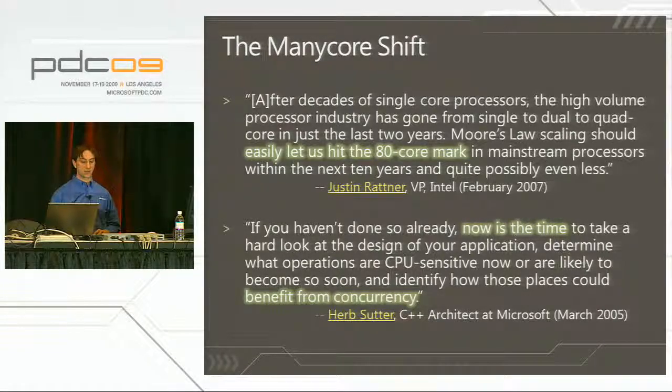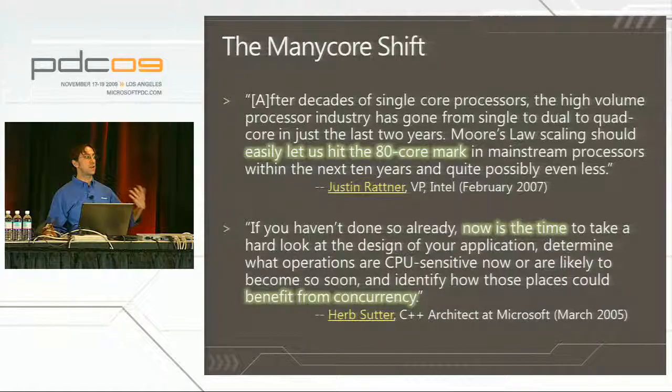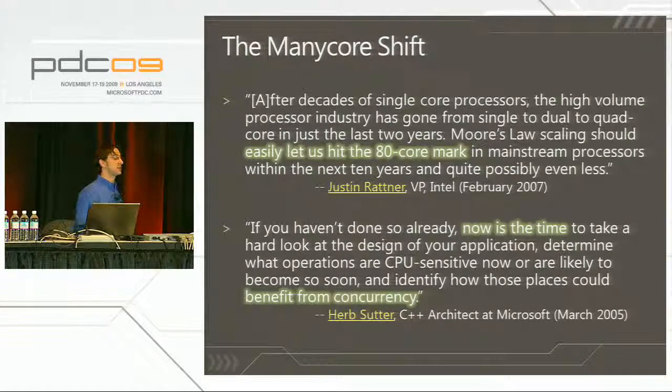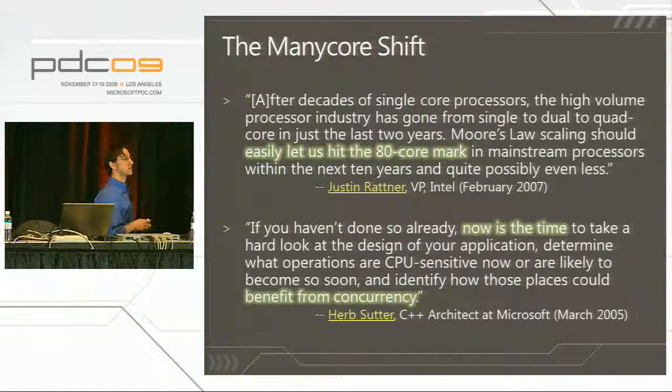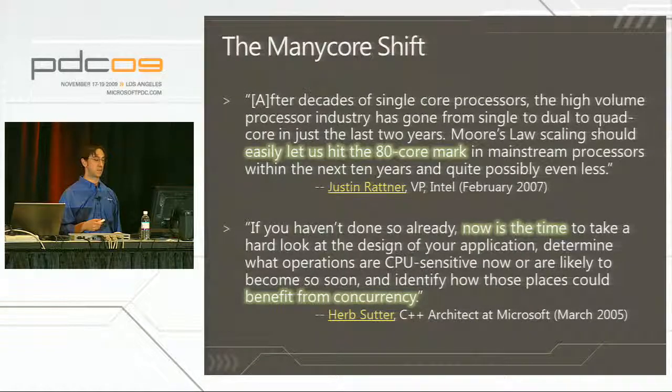So Justin Ratner, who is now one of the VPs at Intel, had this great quote back in 2007 where he said that Moore's Law scaling, this exponential increase in transistor count, should let us hit the 80 core mark in mainstream processors in the next 10 years. That's a phenomenal amount of computing power. You end up with machines that look kind of like this.